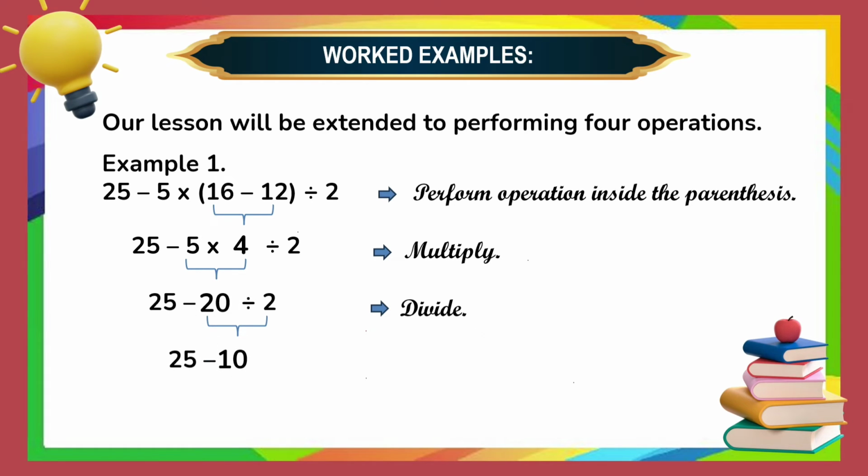And then bring down 25 minus. So the last operation that we're going to do is subtraction. So 25 minus 10, the answer is 15. So this is now our final answer.